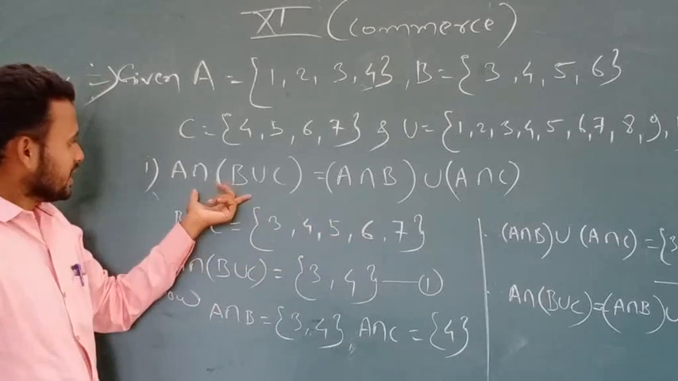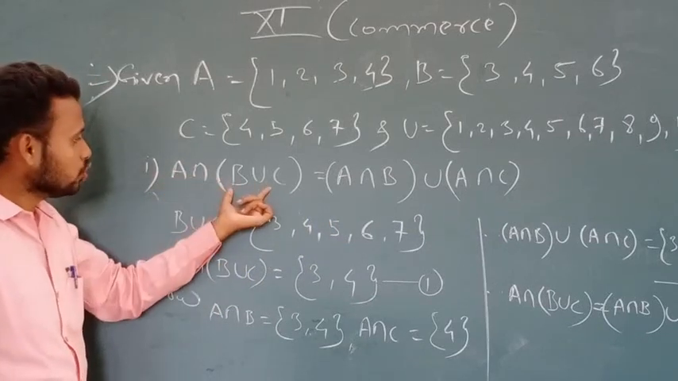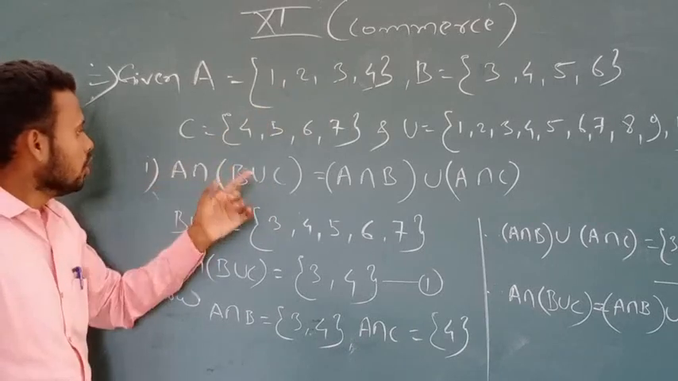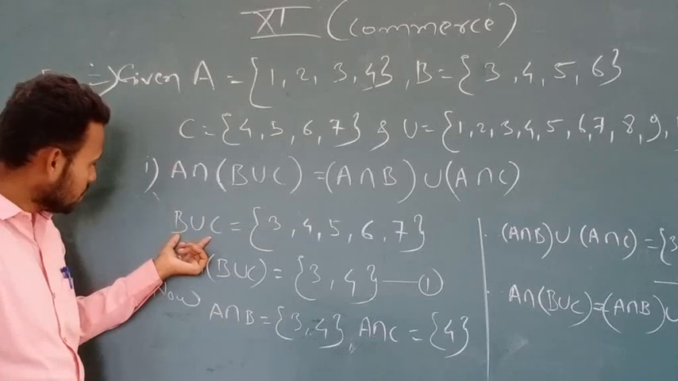Now first we find out the LHS. What is it? It is the intersection between two sets, A and B union with C. But set A we already have. We want only one set, next one, B union with C. Therefore we take first B union with C.